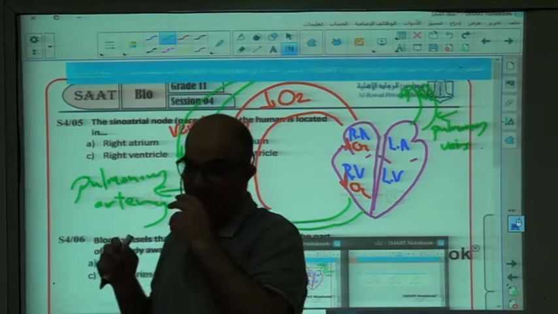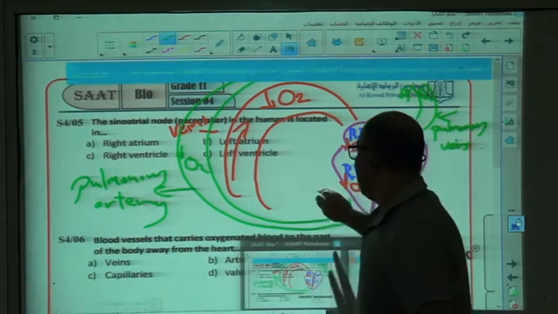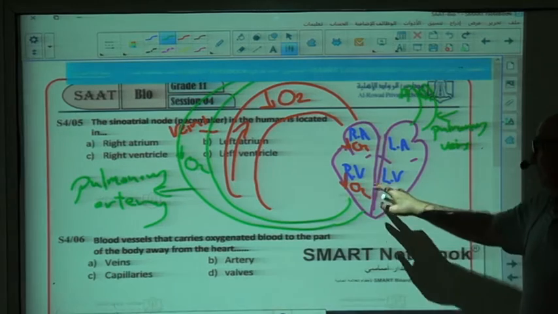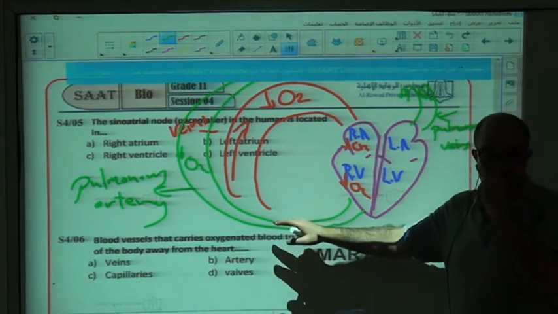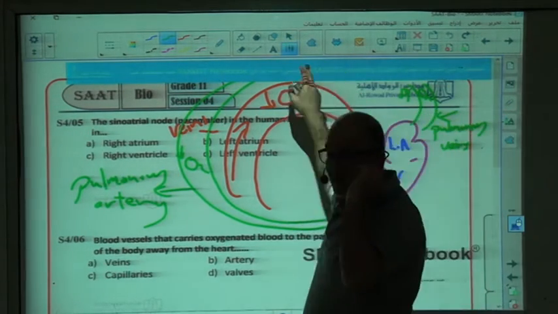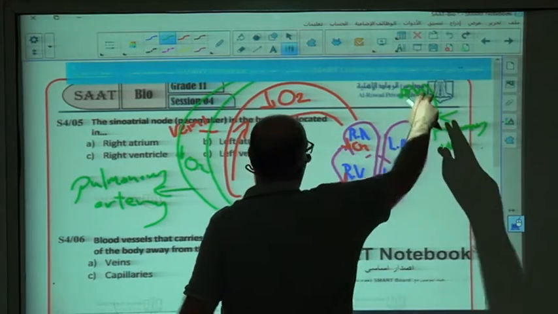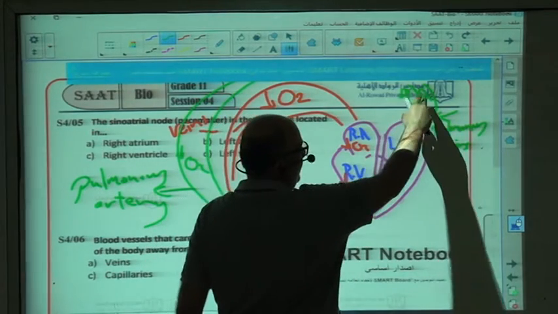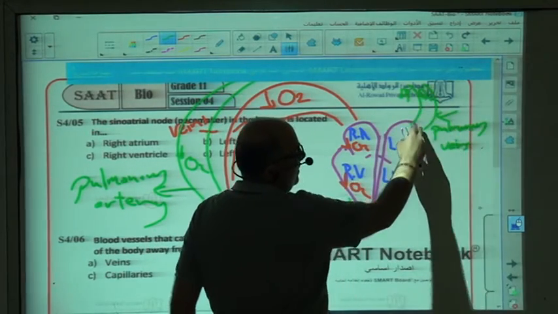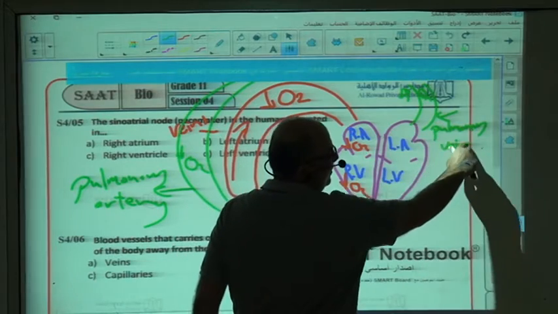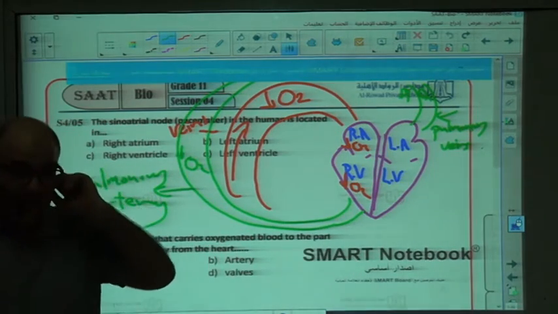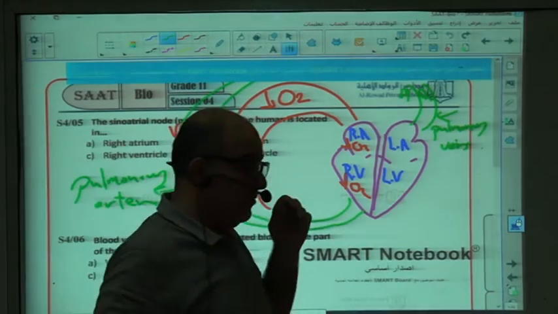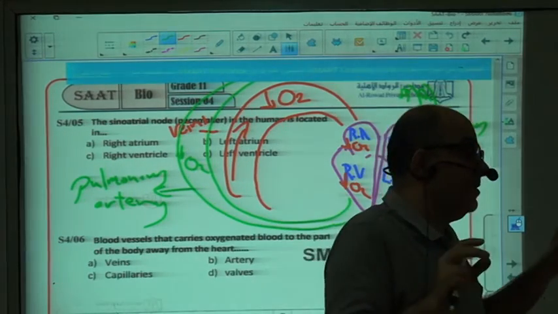The pulmonary circuit, guys, starts from here. Okay? Right ventricle, pulmonary artery, lungs, capillaries in the lungs, then the oxygenated blood returns back to the heart via the pulmonary vein. Guys, the pulmonary veins are the only veins in the body which carry oxygenated blood.